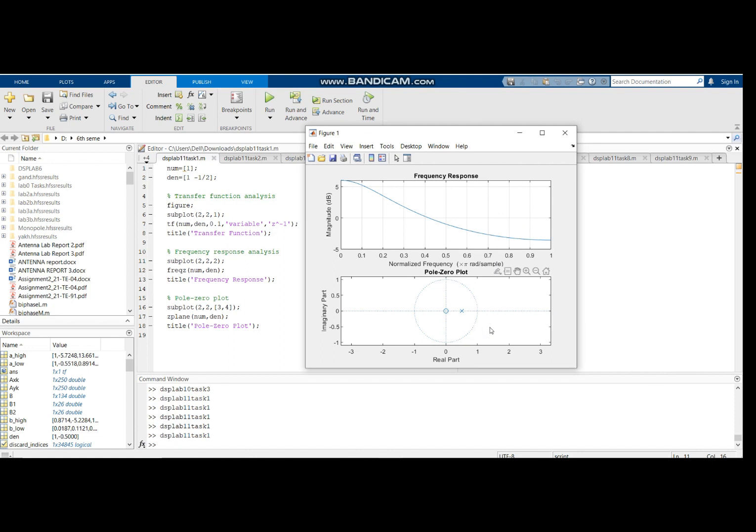The second subplot uses the z-plane function to plot the filter's poles and zeros on the complex plane. In this case, the system has a single pole at z equals 1/2, which is inside the unit circle. This indicates the system is stable, as all poles are within the unit circle in the z-plane.